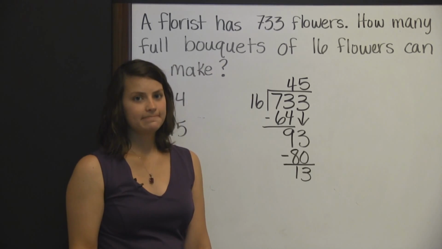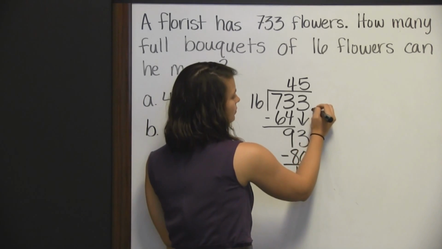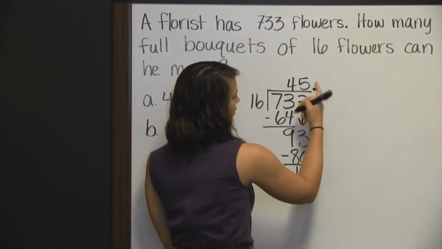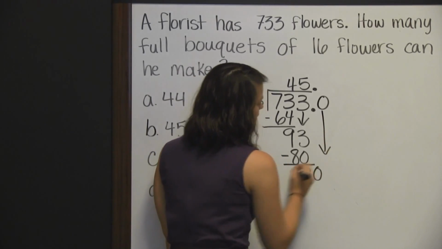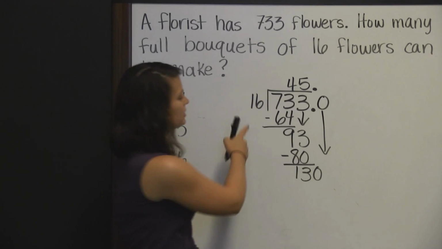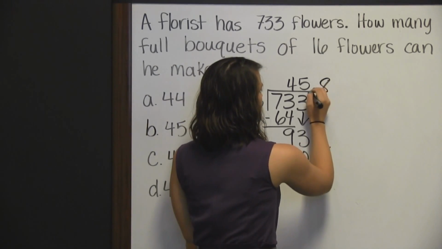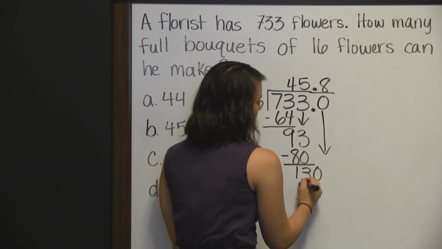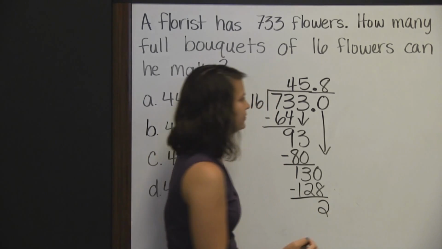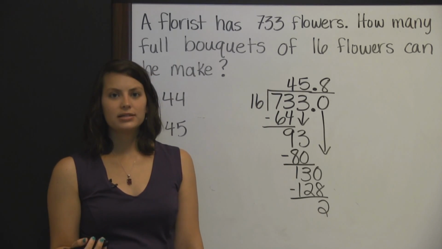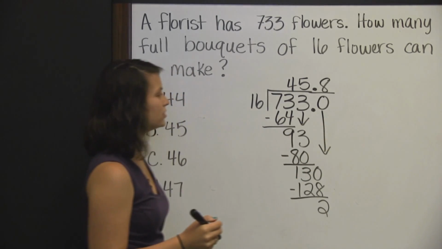So we have a remainder, and we could stop here, or we could add a decimal here in our answer, and add a 0, and then we could bring that 0 down. And we could find out what our decimal is. So 16 now goes into 130 8 times. 16 times 8 is 128. And again, we subtract, and we get a remainder of 2. And we could continue on until we have no remainder left, and we could find out what our whole answer is, the whole decimal number.